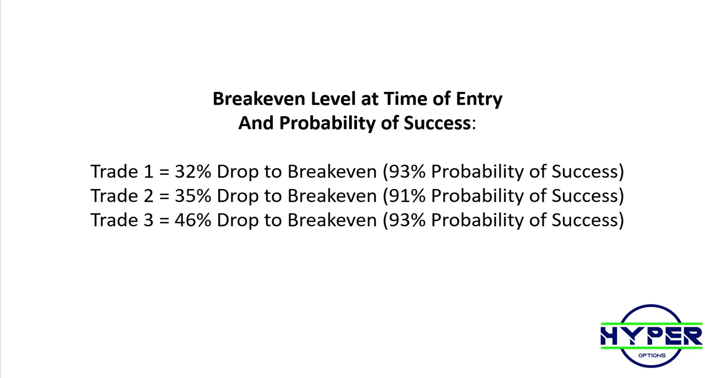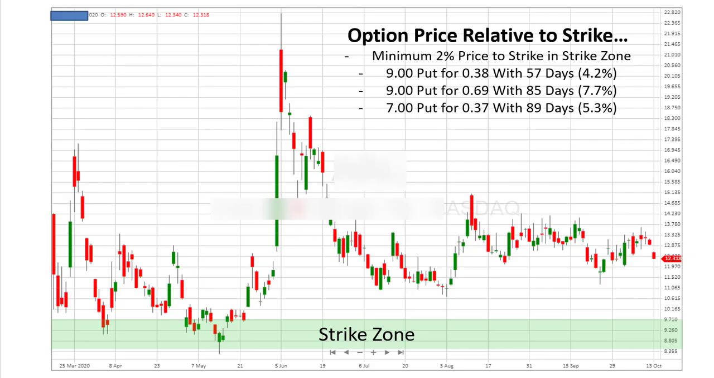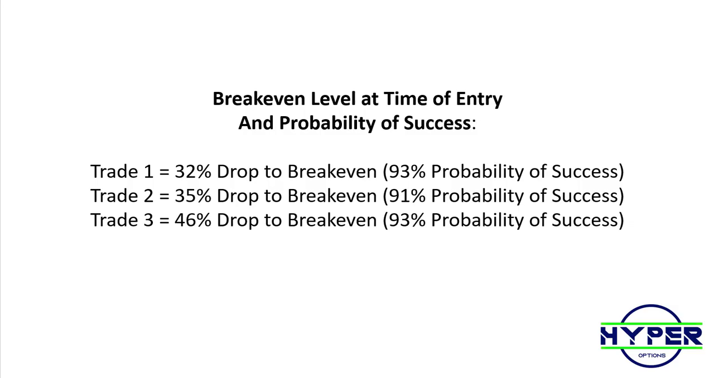Trade number three, which I'm currently still in, required the stock to drop 46% before it even hits the break-even level. So if it drops 45% from where it was when I got in, at the expiration date I will still make the entire, how much was it? It was the entire 5.3%. The market can drop 45%, and I will make 5% on this trade. That's the kind of probabilities that we're talking about.